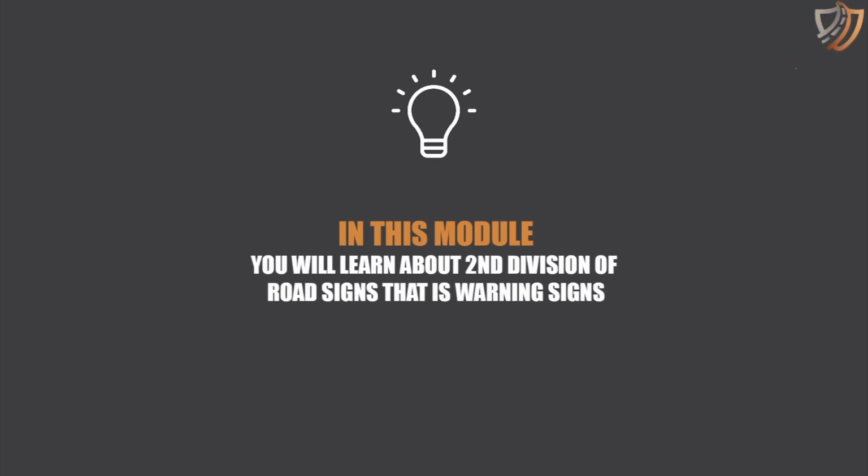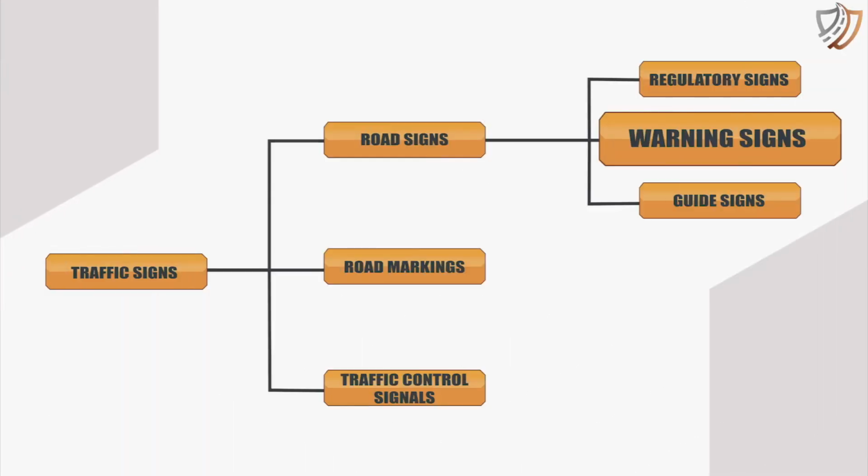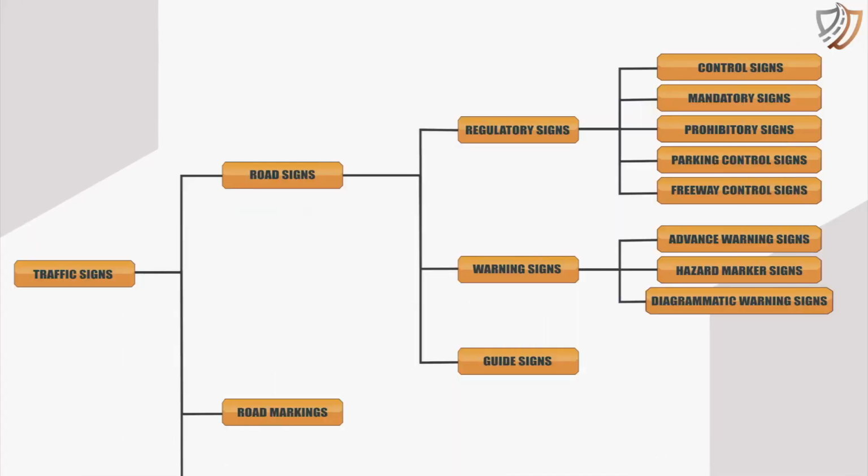In this module, you will learn about the second division of road signs, that is, warning signs. Warning signs are the signs that warn road users about hazards or potential hazards ahead. There are three types of warning signs: advance warning signs, hazard marker signs, and diagrammatic warning signs.